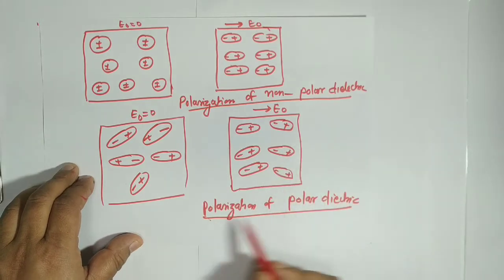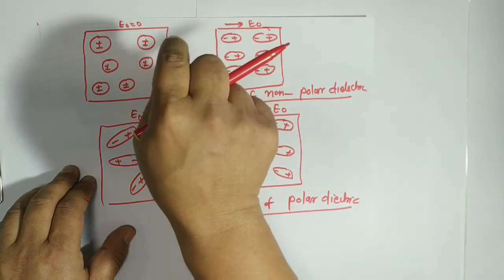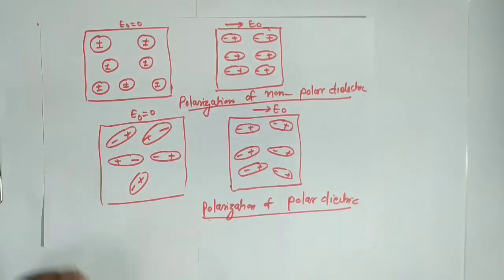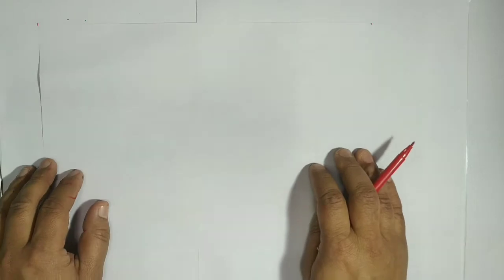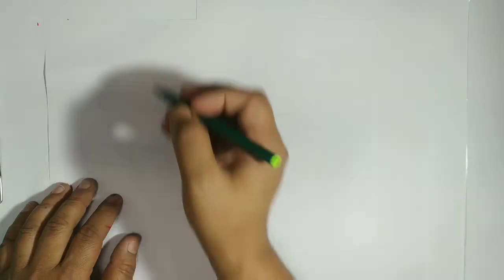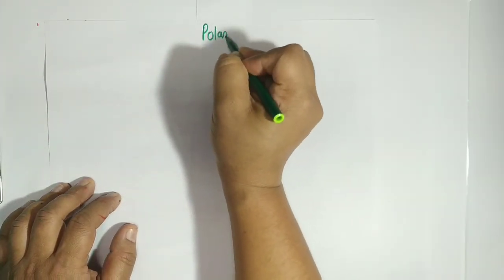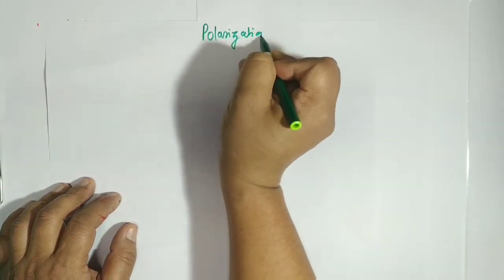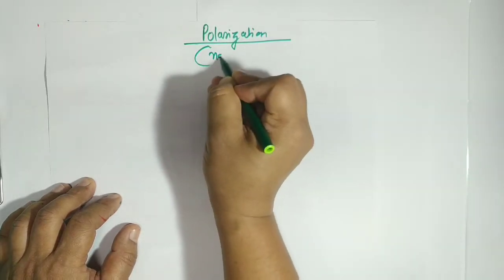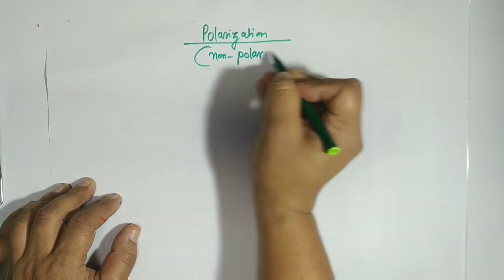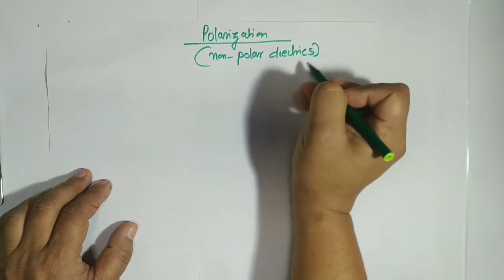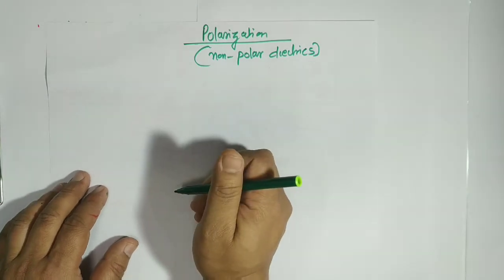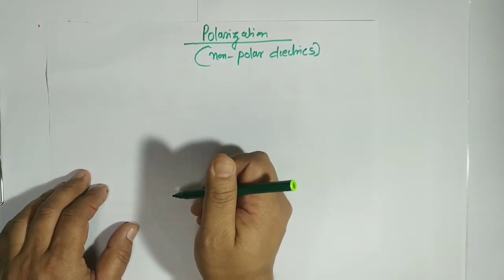Polarization of non-polar and polar. We are basically going to talk about the non-polar, where the dielectric constant comes in. I will show you how it behaves. So how does the polarization come in a non-polar dielectric? We are talking about non-polar dielectrics.